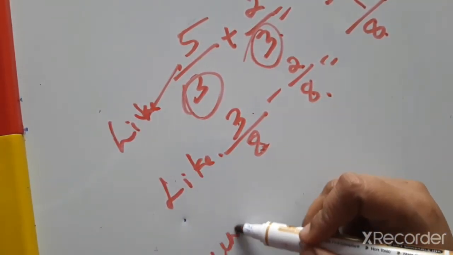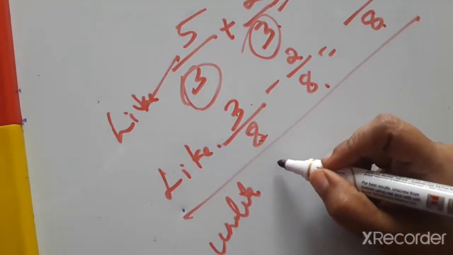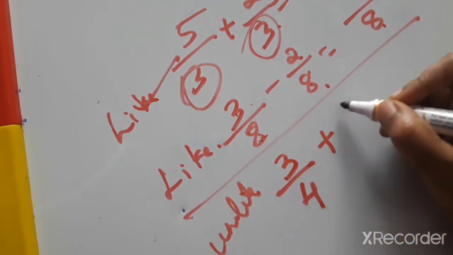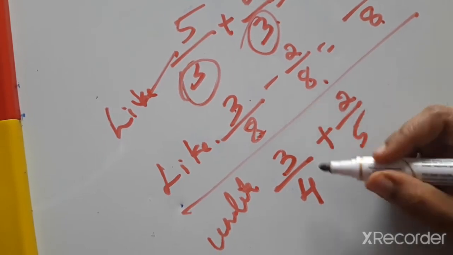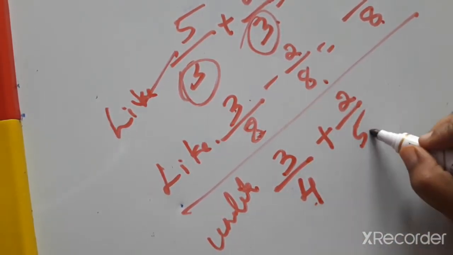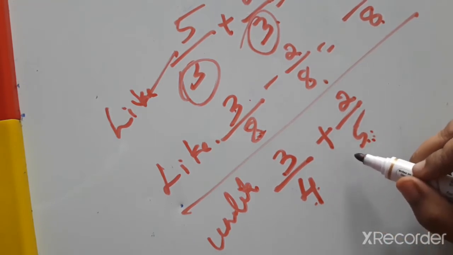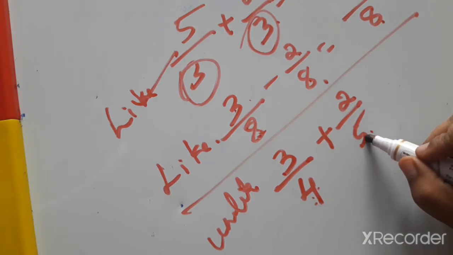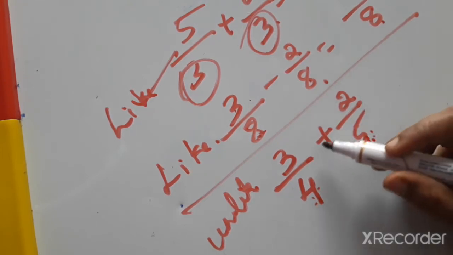Now an example for unlike fractions: 3 by 4 plus 2 by 5. Here the denominators are different numbers, so it is an unlike fraction. Now we have to equalize the fractions. To equalize the fractions, we have to find the LCM of the denominators 4 and 5, and then equalize them.